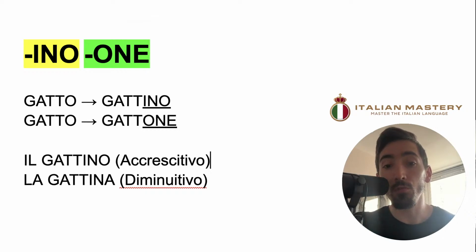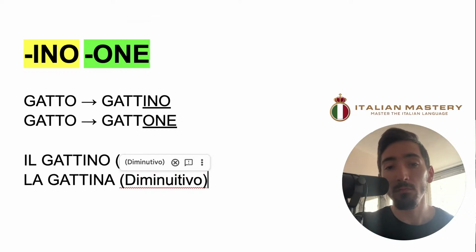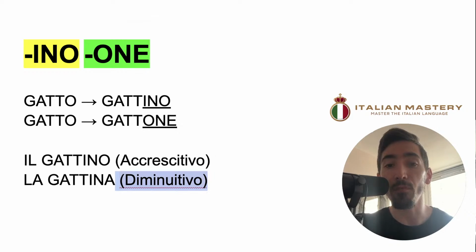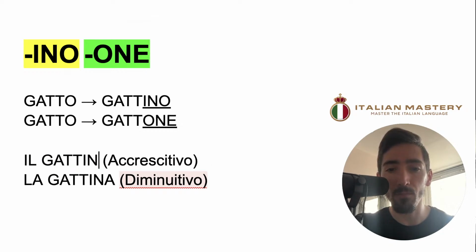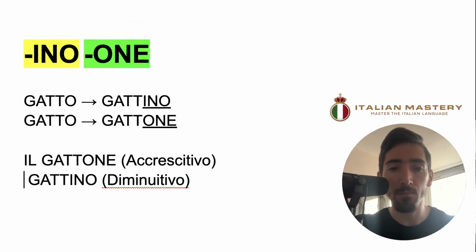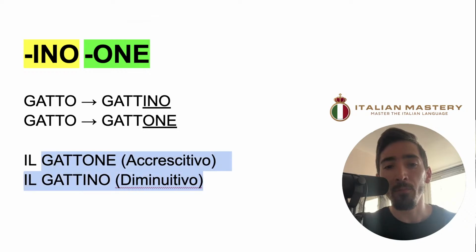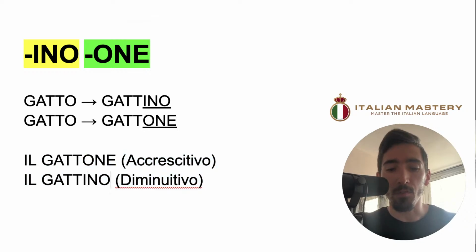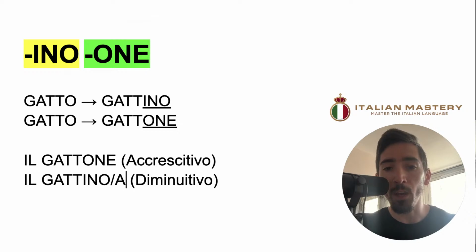Do you need to remember these two words? No. This is just the different variations of alteration, right? Oh, sorry, that would be one and this ino, right? And of course, ino, ina, and one, ona.